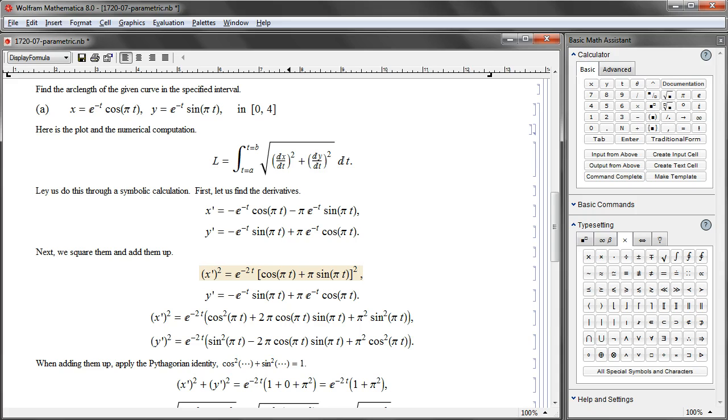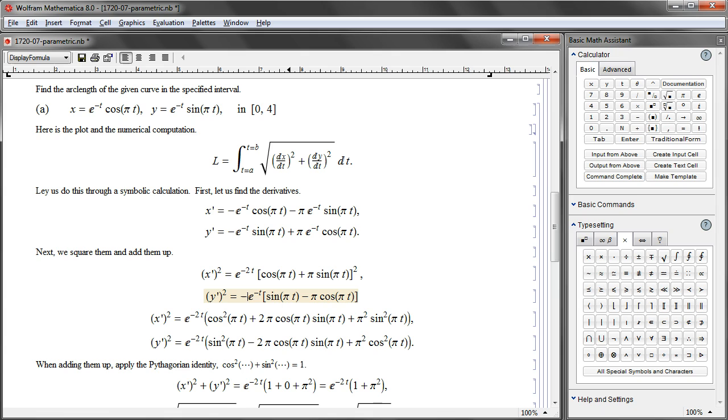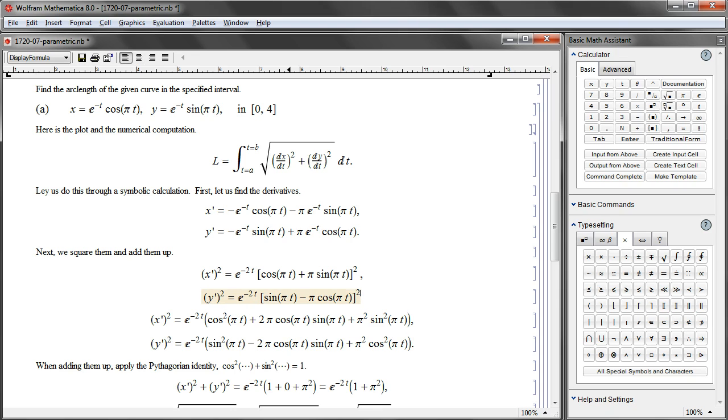We can do the same thing to y prime. We can factor e to the negative t power out. And consequently, we have this negative sign there because I took negative e to the negative t power out. Now let's square this y prime. Consequently, we lose this negative sign and get e to the negative 2t power, and we have to square this bracket, and there goes y prime squared.